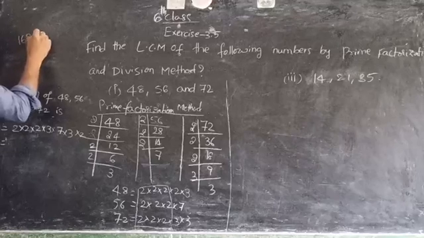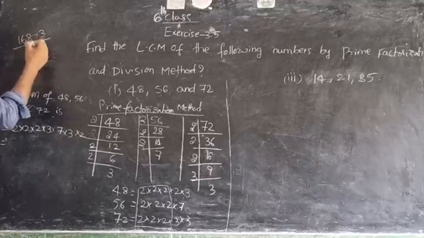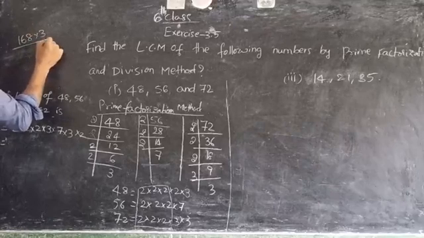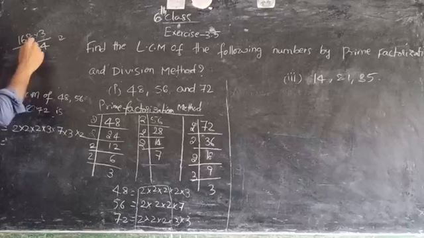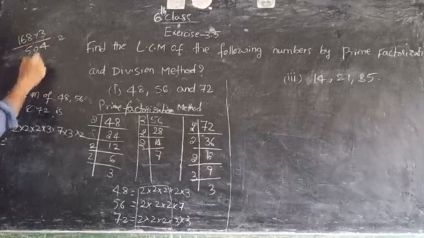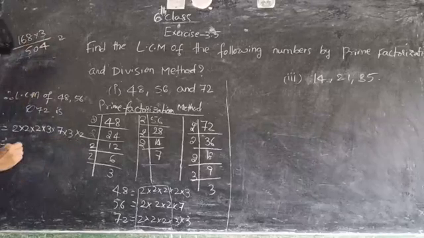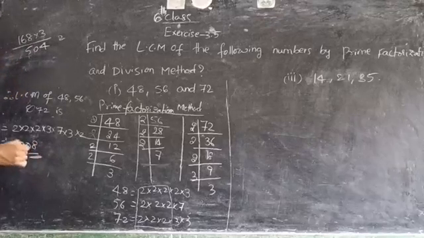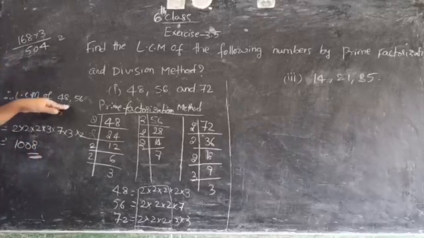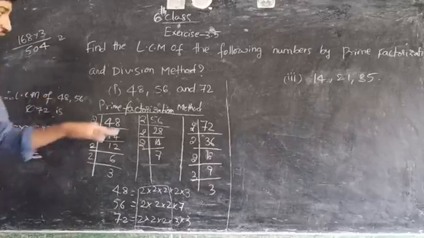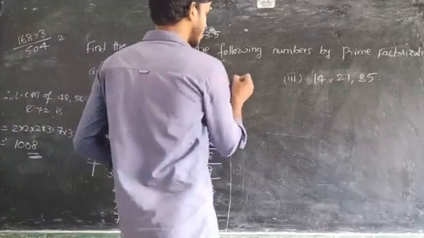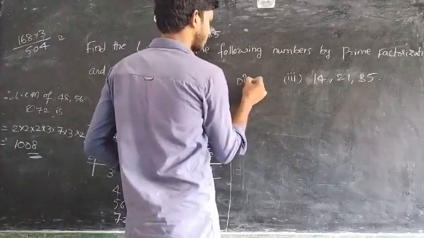168 into 2: 2 8s are 16, 2 6s are 12, 12 plus 1 is 13, 2 1s are 2, 2 plus 1 is 3, so 336. 336 into 3: 3 6s are 18, 3 3s are 9, 9 plus 1 is 10, 3 3s are 9, 9 plus 1 is 10, so 1008. It is the least common multiple for the 3 given numbers. Okay, now do the same using the division method.